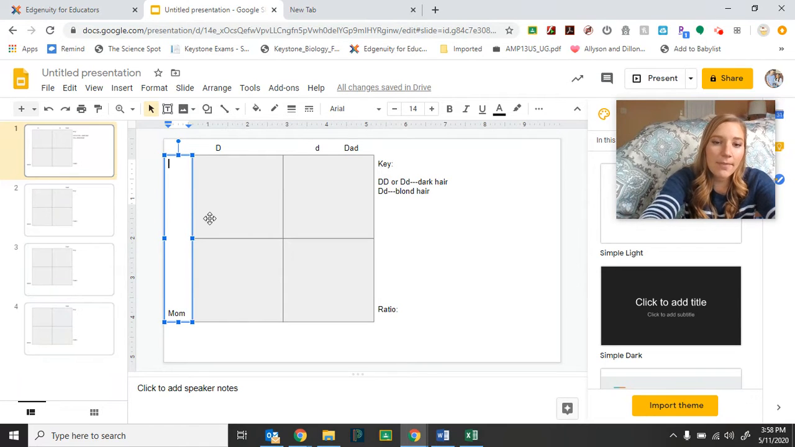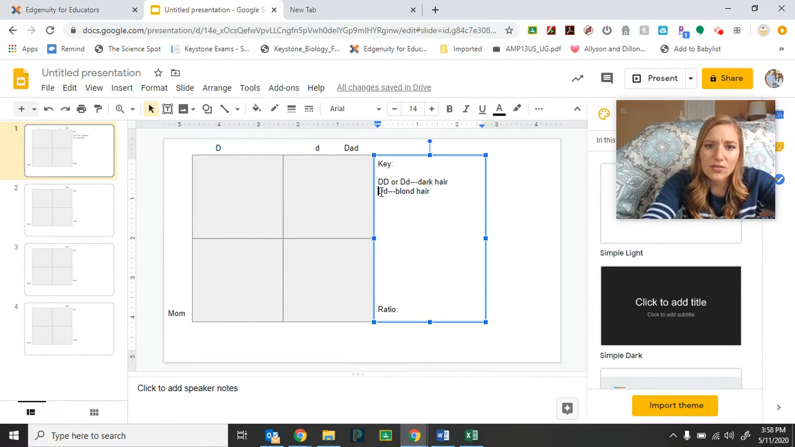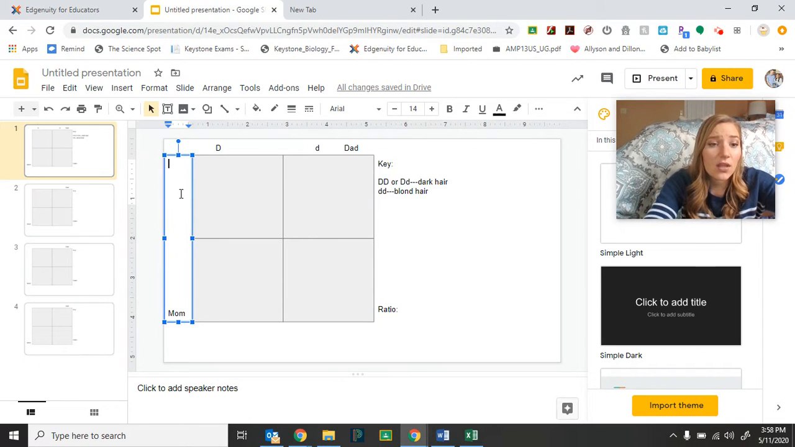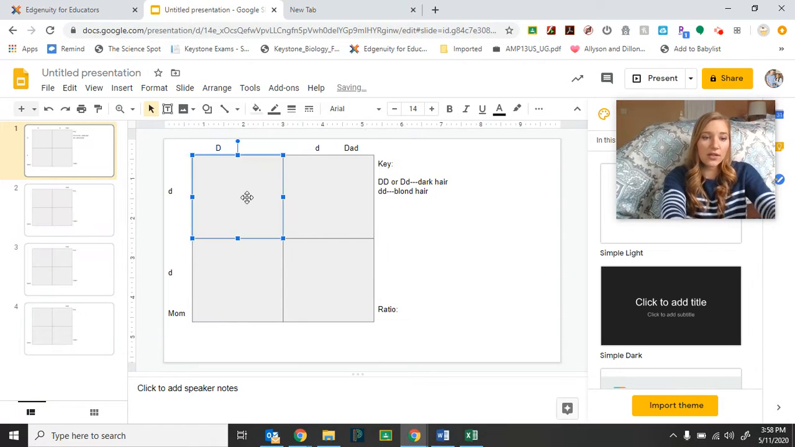Well, look at my key, people. Oh, I messed up my key. So sorry, it was an accident. Blonde hair is recessive, so it has to be two little letters. Super. Now let's do the cross.